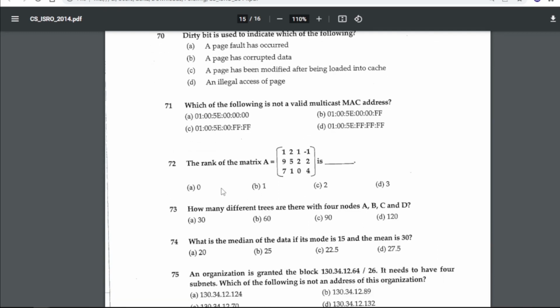Now the question is, the rank of matrix A is what? So it is asking the rank of this matrix. So here the answer is 2. If you find the rank by applying row transformation, you will get that. That is R2 equals R2 minus R3, then you will get R2 equals R2 by 2, right? So here you will get the rank as 2.